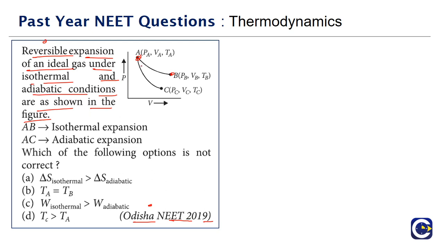We can see adiabatic curve will be on the PV diagram, right? Adiabatic curve will always be steeper. Okay. Which of the following options is not correct? Means we have to pick what is the wrong one. Okay. So first is what? Delta S for the isothermal is more than delta S for the adiabatic.